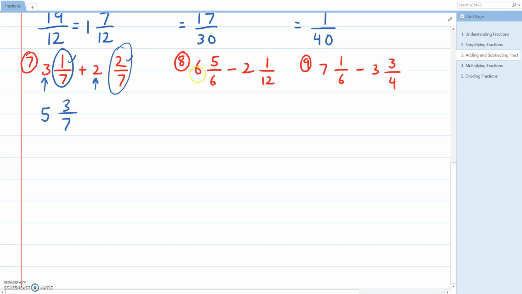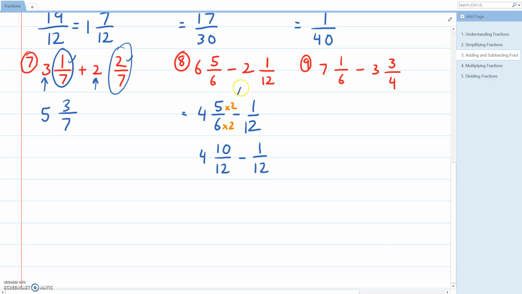Let's do the same thing here, so 6 minus 2 is 4, and we've got a bit of a problem here. I'm going to write it like this, because we're going to keep going on this one. I can't just subtract 1/12 from 5/6, because I don't have a common denominator. So what I'm going to do is multiply this by 2 and this by 2. And let's see what that does for me. So that gets me to 5 times 2 is 10, 6 times 2 is 12, minus 1 over 12.